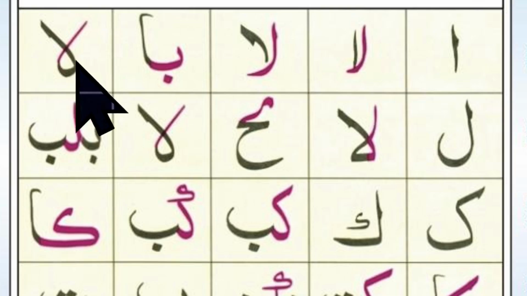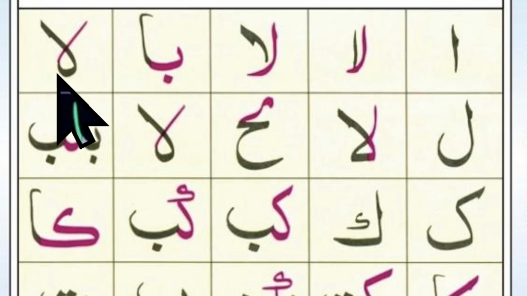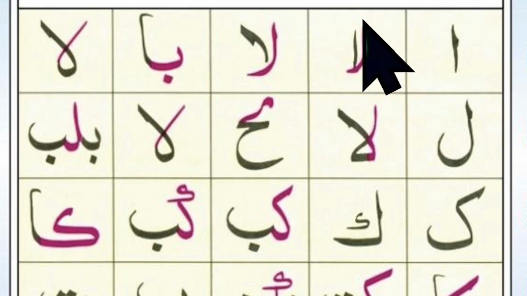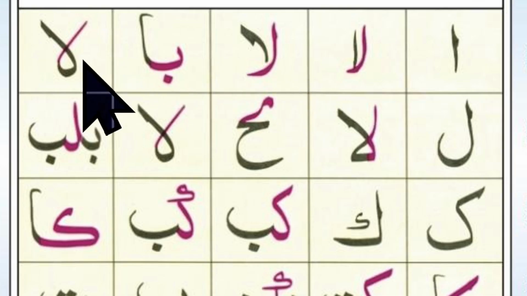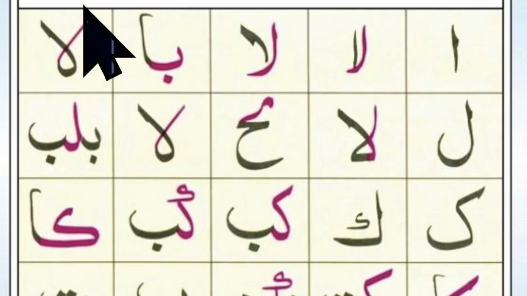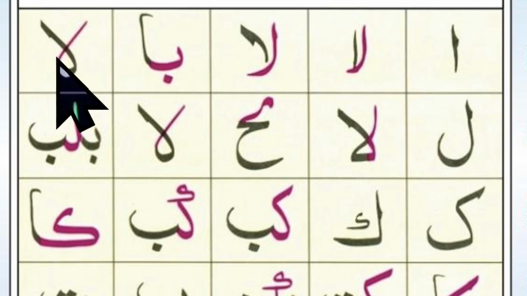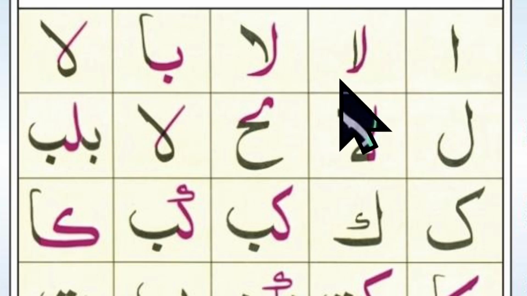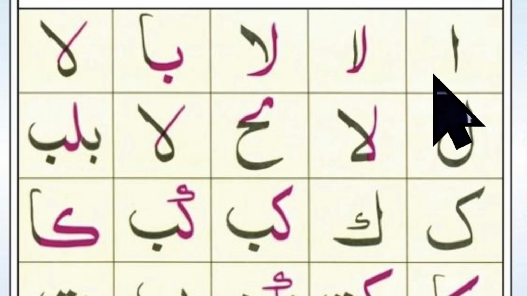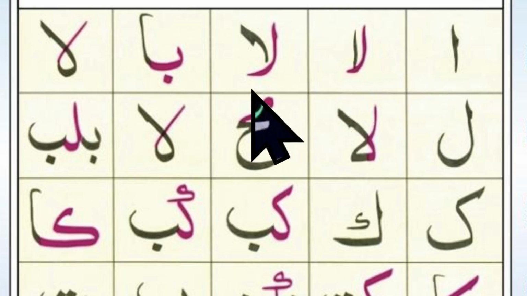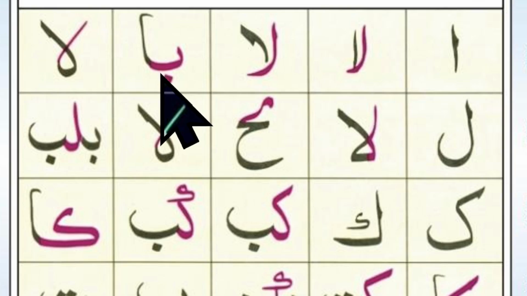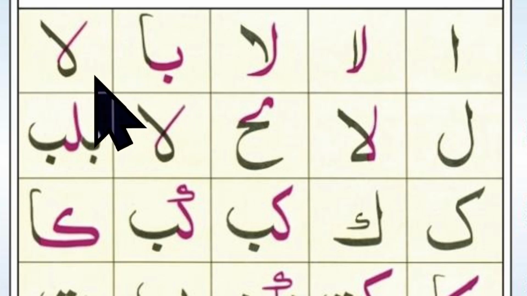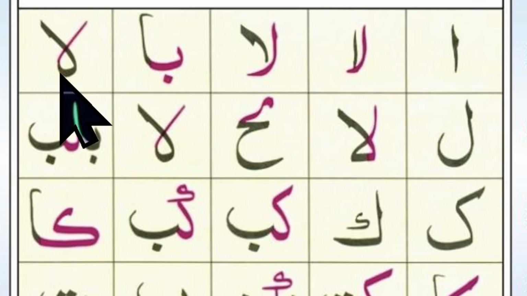This is the third shape of lam alif, with the difference of the two cross lines. In the first, there are two straight lines, and in this one there are two cross lines. From the top it looks like crossed lines. So this one is lam alif. Let's repeat the first line. Alif, lam alif, then ba alif, then lam alif.